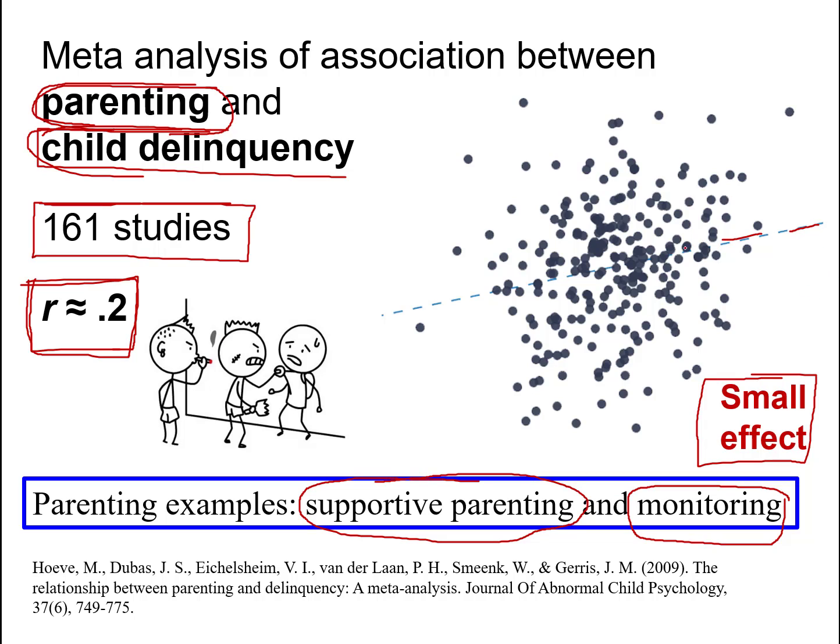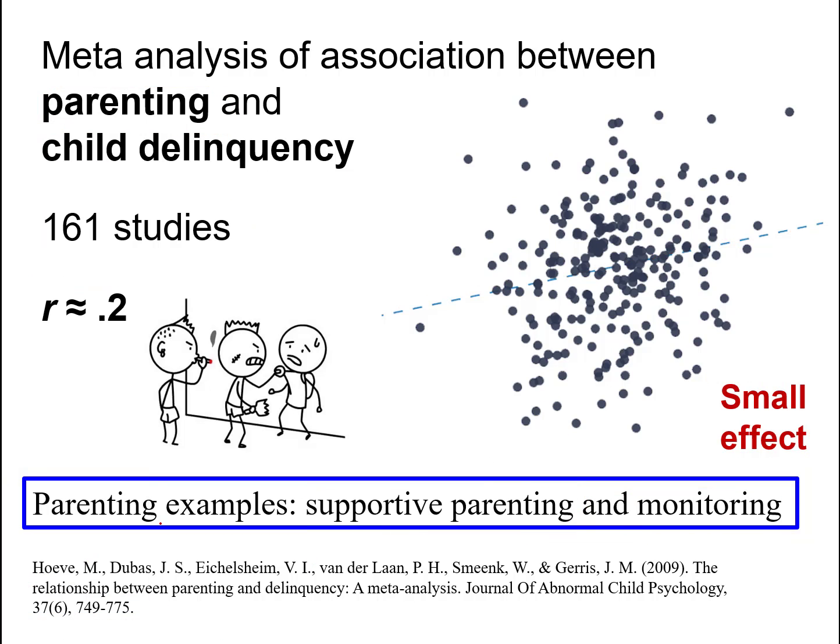If I didn't have this dotted blue line here, if I just looked at that scatter plot, it might be difficult to look at that scatter plot and even detect there's a correlation at all, because a small effect is one that's really too small to detect with the naked eye. So why is our effect size here so small?